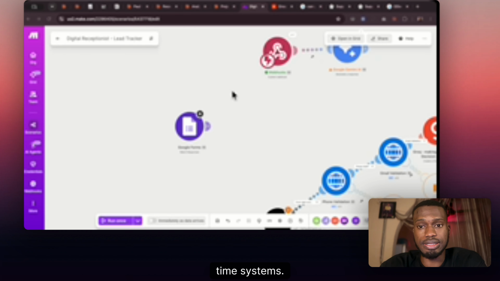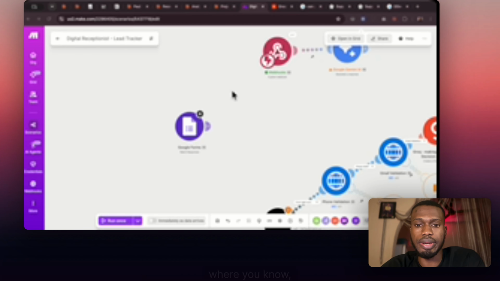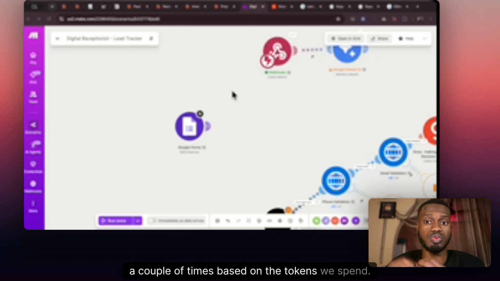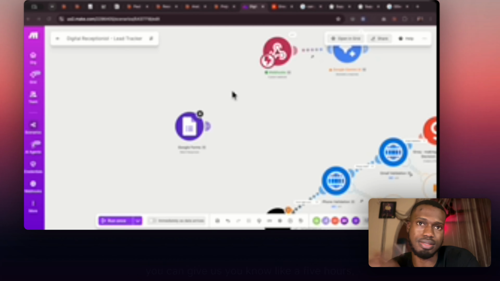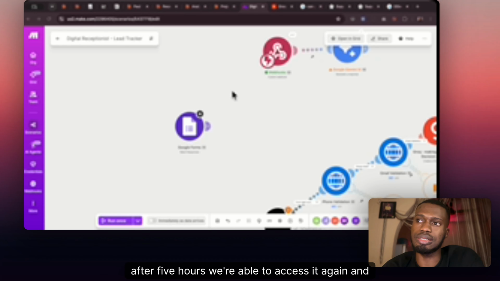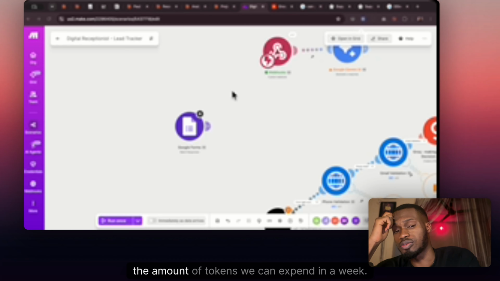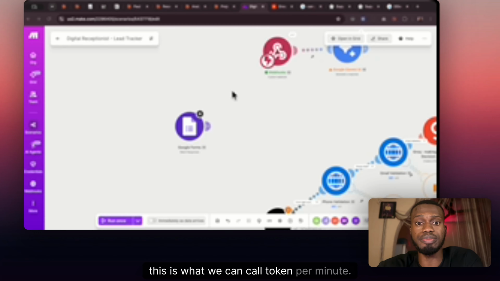For real-time systems, request per hour or day also exists, where services have a monthly quota. For example, Claude has something similar, which you can only call a couple of times based on the tokens we spend, and once we are done with that, for we premium users, it can give us like a 5-hour break, basically, and after 5 hours we're able to access it again. And we can even have a limit for the amount of tokens we can expend in a week. Yeah, so for something like that, this is what we can call tokens per minute.